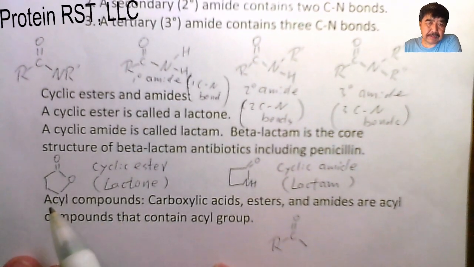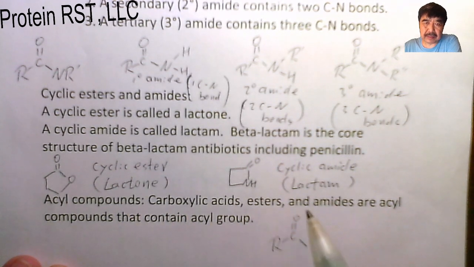Let's take a look at the definition of acyl compound. This is the structure of the acyl group, RCO. This is the carbonyl group plus the R group. This altogether is called the acyl group. Carboxylic acids, esters, and amides are acyl compounds that contain an acyl group. This group is linked to a carbonyl group. This is the acyl group.